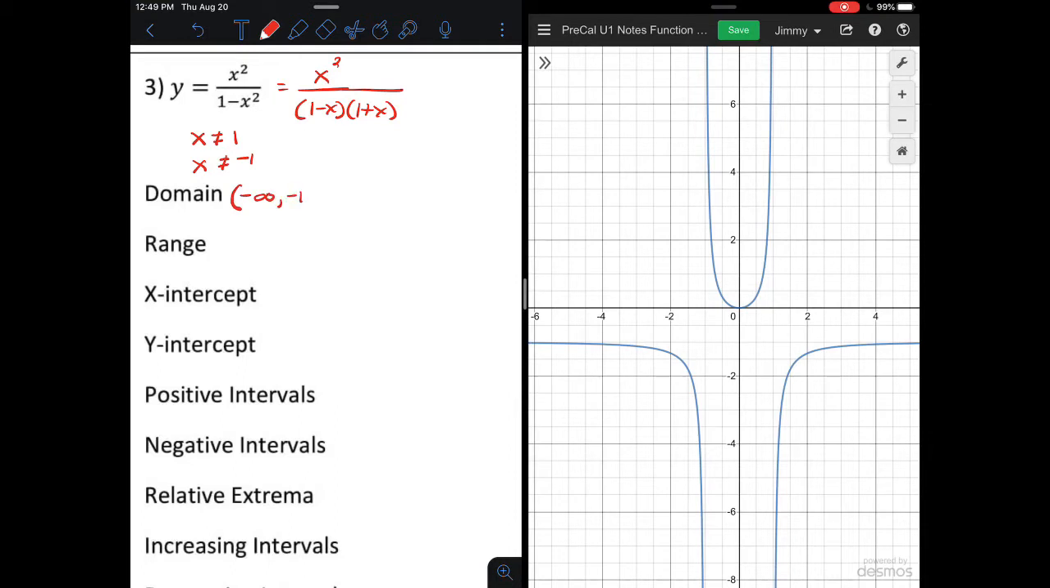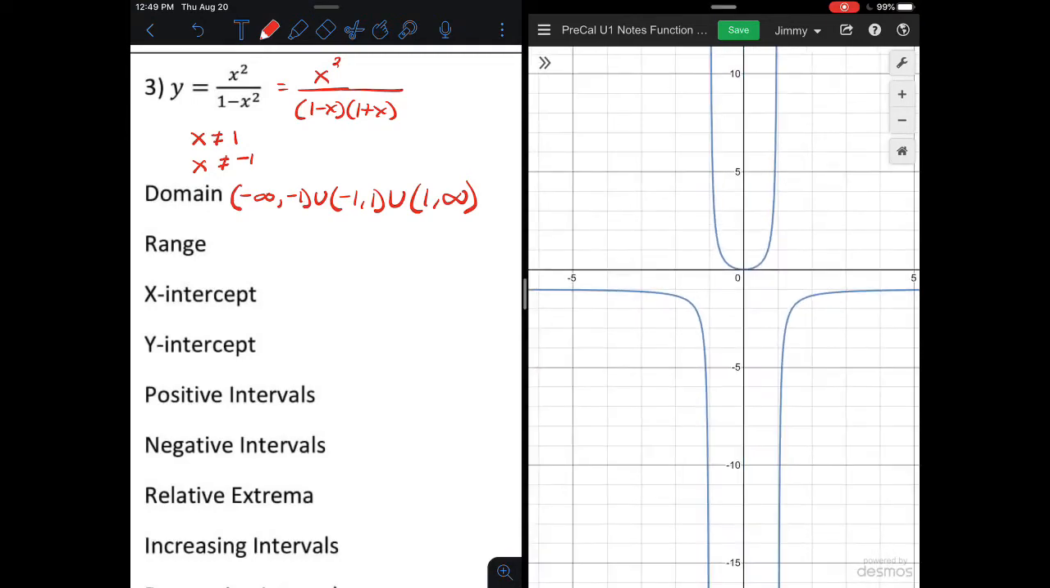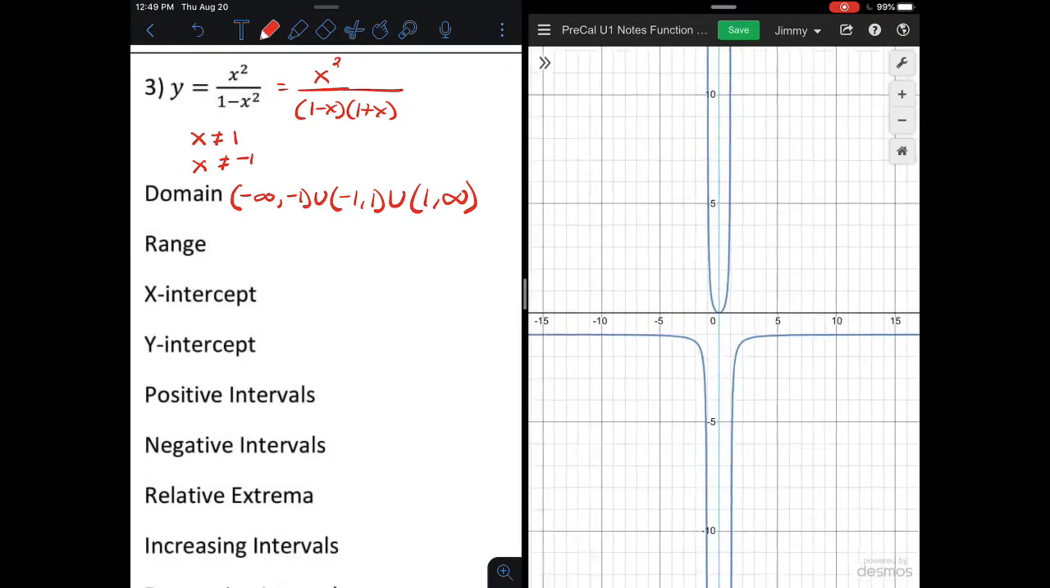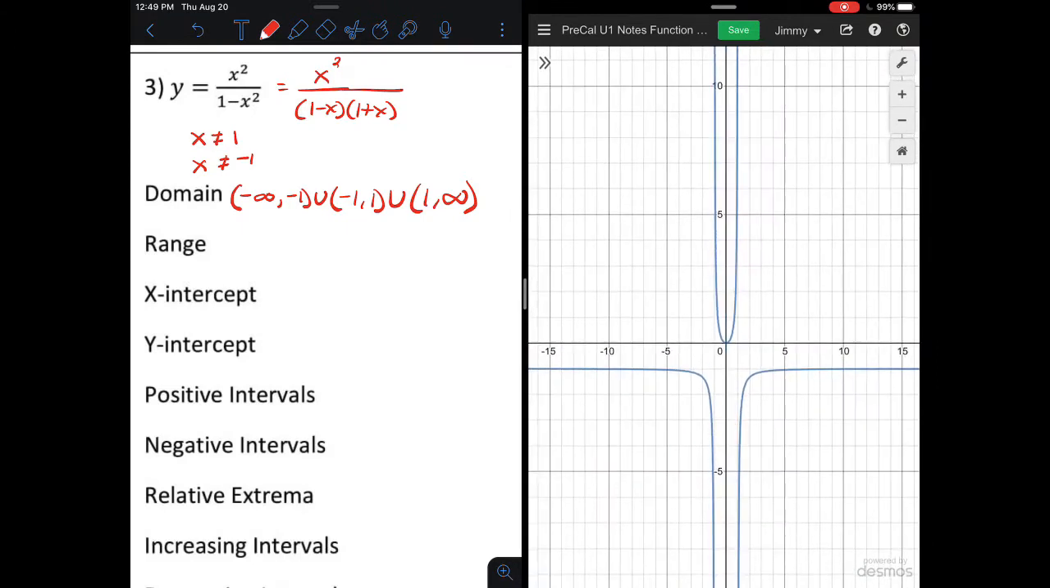So -∞ to -1, -1 to 1, 1 to infinity. Now, the range is next. For the range, we're looking at the graph vertically. If I change my zoom and zoom out, I see that the bottom of the graph is getting very flat. And I try to determine, well, where is it getting flat?